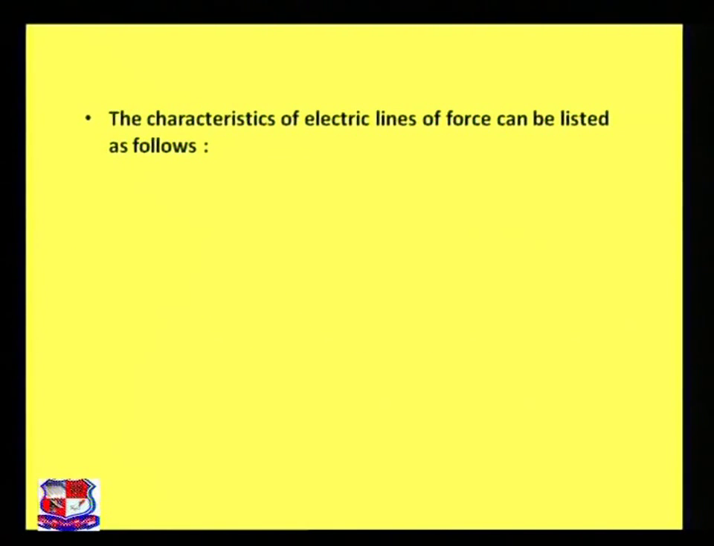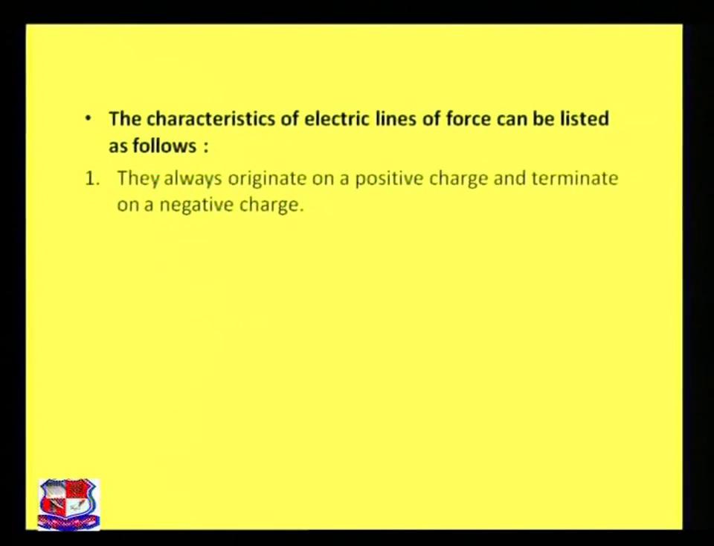Now we are going to see the characteristics of electric lines of force. The electric lines of force have many characteristics, in which the first is that the electric lines of force always originate on a positive charge and terminate on a negative charge. If you take the example of a magnet, then the lines of force of a magnet always originate from the N pole and go to the S pole. So in an electric field, the electric lines of force always originate on a positive charge and terminate on a negative charge.